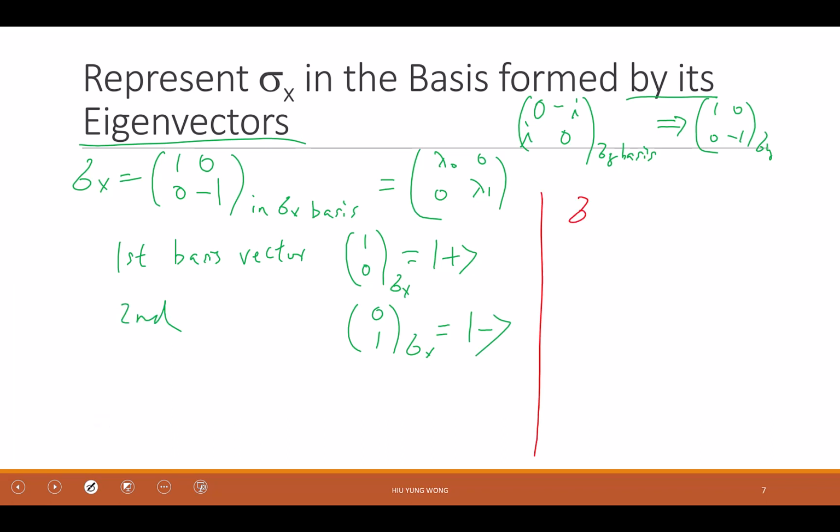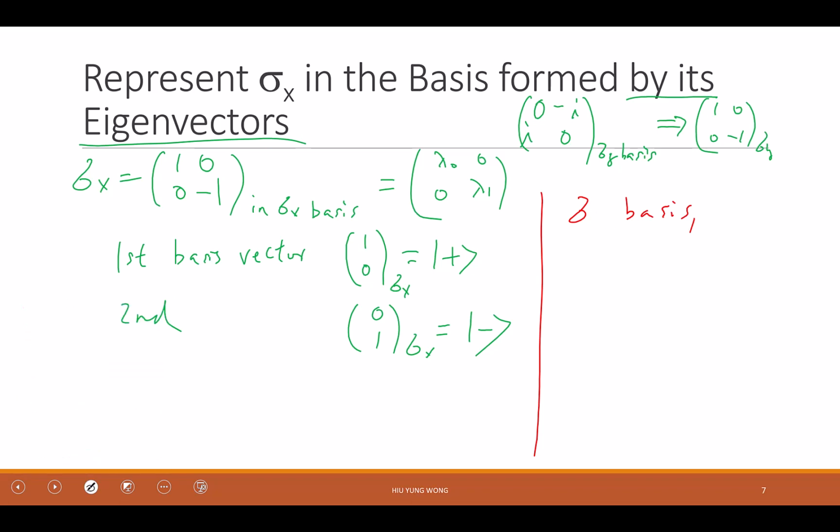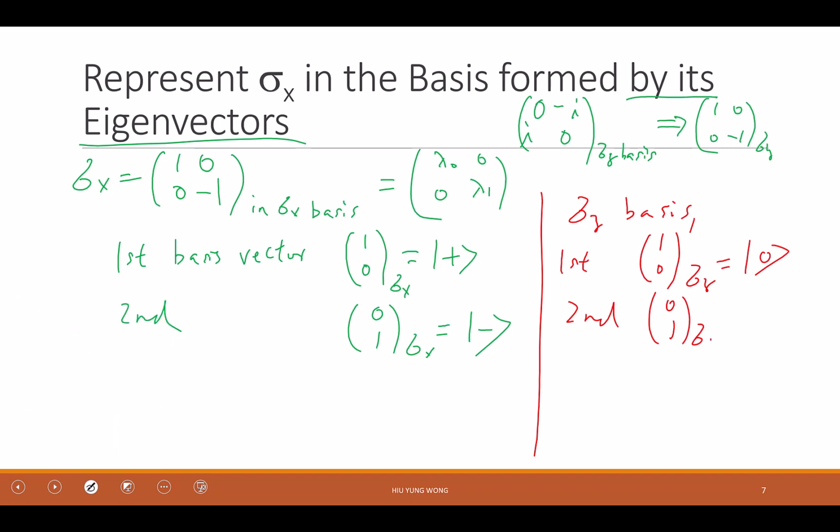Right? In the sigma c basis, the first vector is also 1, 0, of course. But you're in the sigma c basis, so what is this? 0. The second basis also has exactly the same form. Right? And now when it is confusing, we need to say clearly which basis we are talking about.